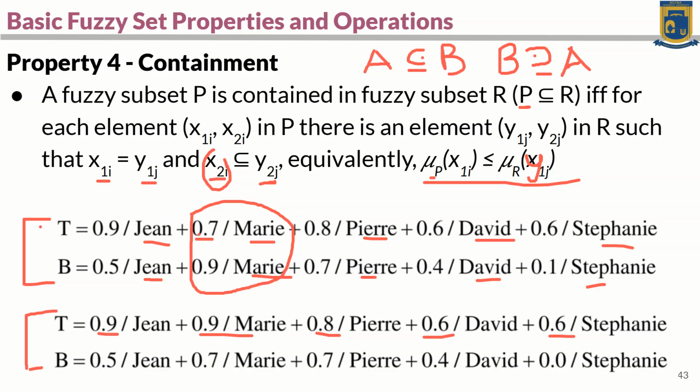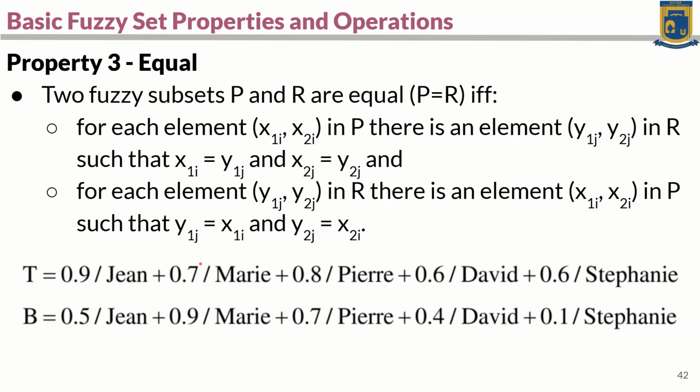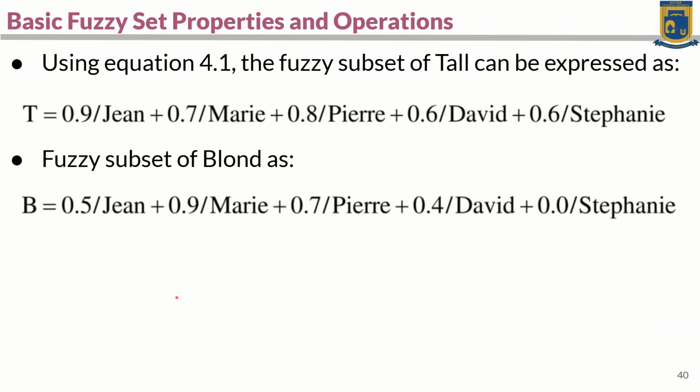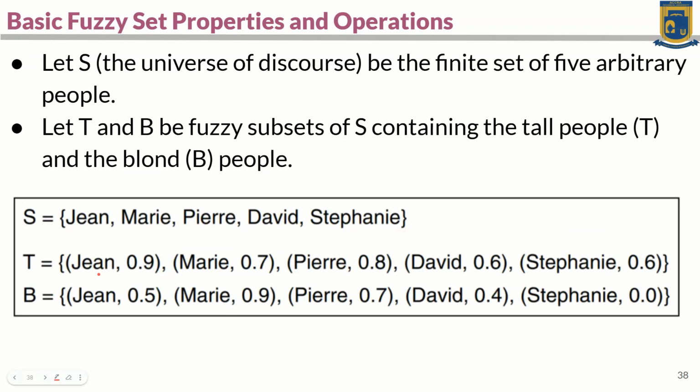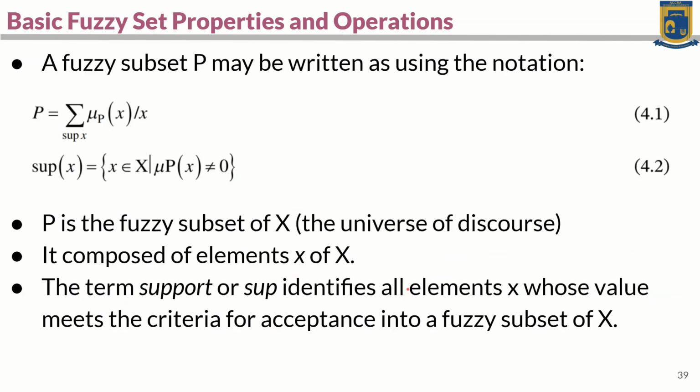So the ordered pairs, as you have been seeing, I showed you over here, are what he's talking about. We order the member and the degree of membership, the member and the degree of membership.